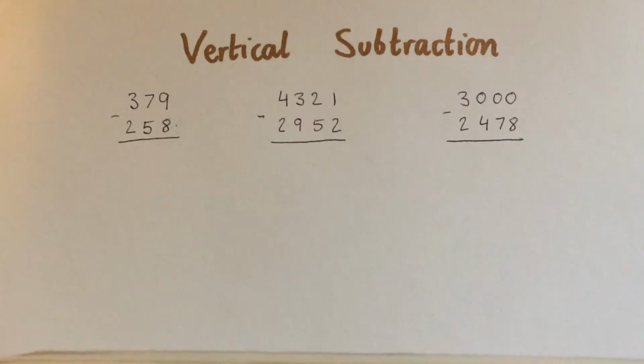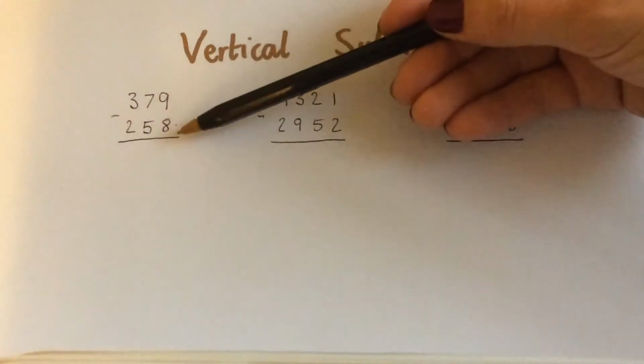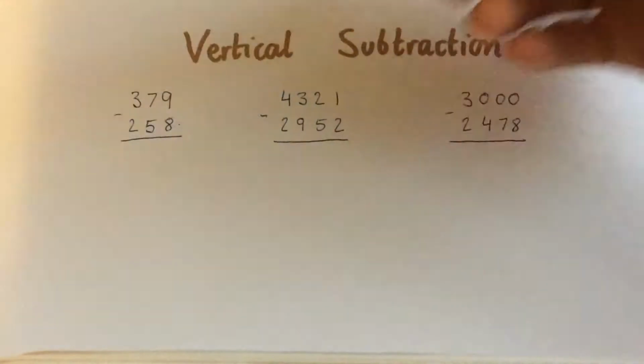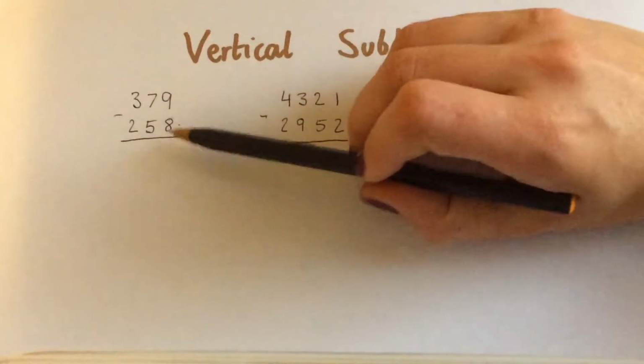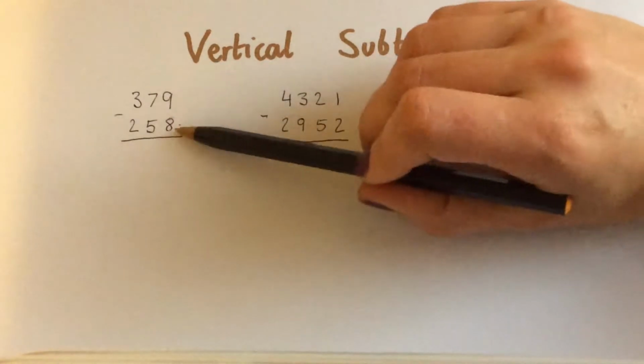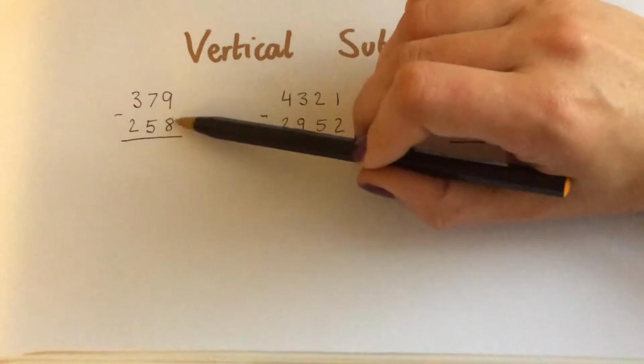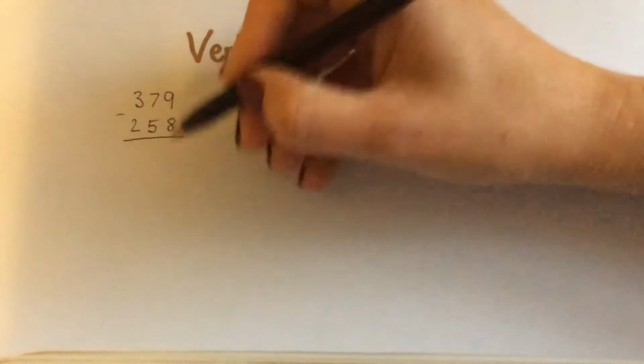In this math video, we're going to be learning about vertical subtraction. It's really important to remember with vertical subtraction, you're always taking away the bottom number from the top number. So you always start off from the bottom right-hand number, or digit. So we're going to start off by saying, what is 9 take away the 8? And so our answer there is 1.